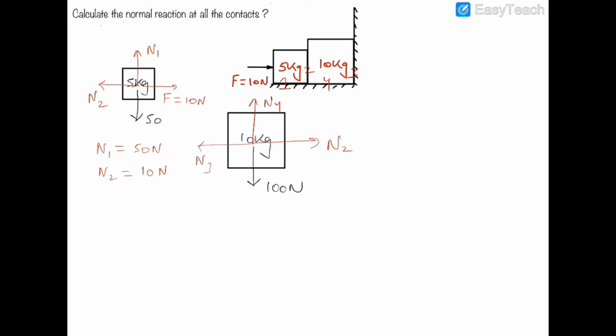Now balancing the forces, I can say that N4 is equal to 100 Newton and N3 is equal to N2, and N2 was already 10 Newton, so N3 is 10 Newton, N4 is 100 Newton, N2 is 10 Newton, and N1 is 50 Newton. So this is it, and let us move forward to the next problem.